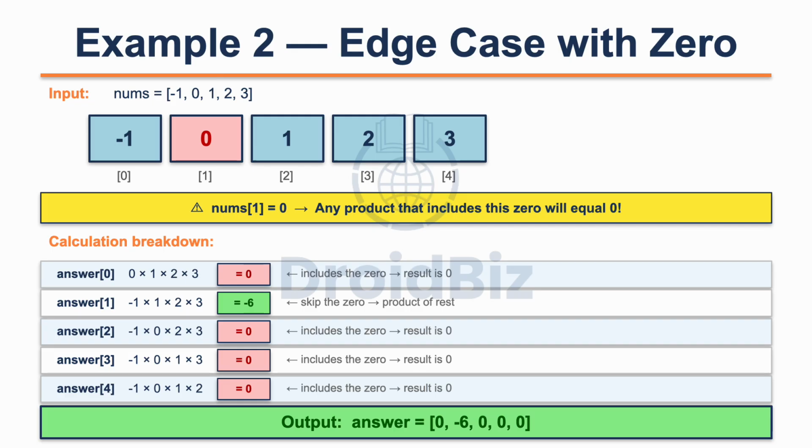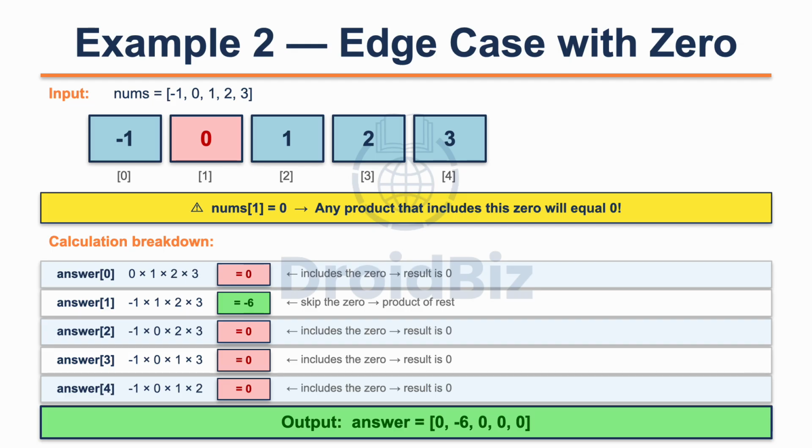For answer at index 0, we skip -1 and multiply 0 times 1 times 2 times 3. Since we include the 0, the result is 0. For answer at index 1, we skip the 0 and multiply -1 times 1 times 2 times 3. That gives us -6. For answer at index 2, we skip 1 and multiply -1 times 0 times 2 times 3. We include the 0, so the result is 0. For answer at index 3, we skip 2 and multiply -1 times 0 times 1 times 3. Again, 0 is included, so the result is 0.